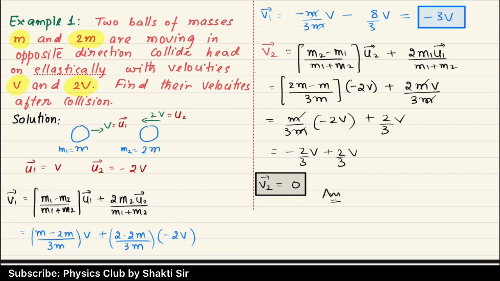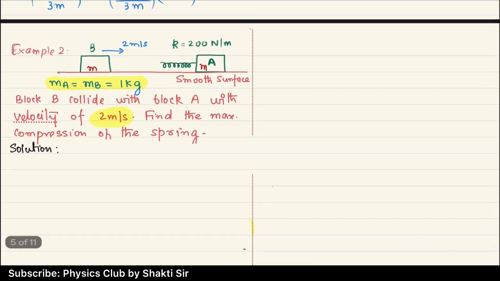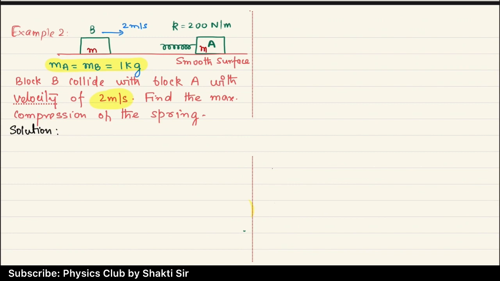Question number two is here. We have two blocks, A and B. Block A is at rest, but a spring with spring constant 200 newtons per meter is attached to block A, and block B is moving with a velocity of 2 meters per second. Block B collides with block A with a velocity of 2 meters per second. Find the maximum compression of the spring. So when this block collides with the spring, what is the maximum compression in the spring? There we will learn a new concept in this situation, so let's solve it.